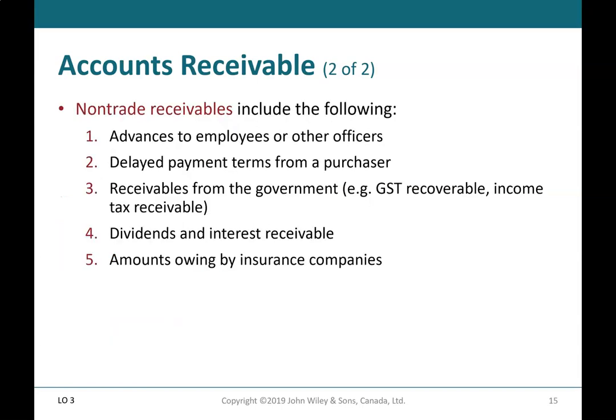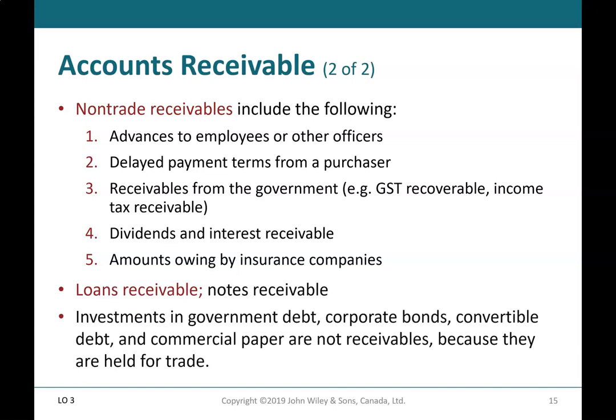Accounts receivable, two of two. Non-trade receivables include the following: advances to employees or other officers, delayed payment terms from a purchaser, receivables from the government, for example, GST recoverable, income tax receivable, dividends and interest receivable, amounts owing by insurance companies, loans receivable or notes receivable. Investments in government debt, corporate bonds, convertible debt, and commercial paper are not receivables because they are held for trade.